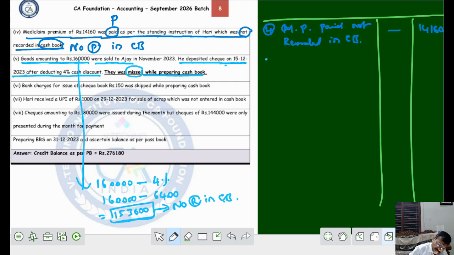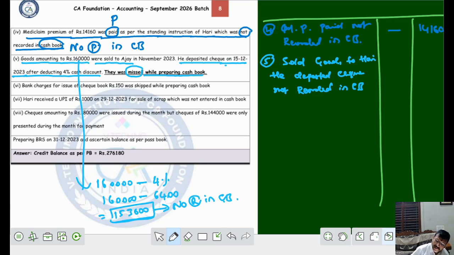How to record? Number 5. That is, sold goods to Hari, he deposited check not recorded in CB, means no debit in CB. You have to take it in debit side as 1,53,600. Is it right? See the next transaction.